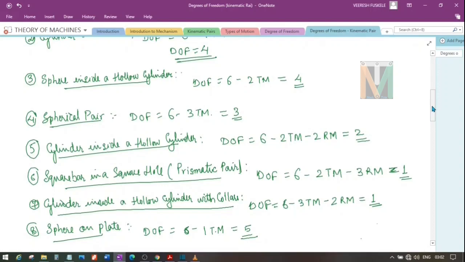And we also have seen the examples where the degree of freedom is 1. That is the example of the prismatic bar, that is a square bar which is placed inside the square hole in a cube. Also the example of a cylinder inside a hollow cylinder with collars, right? These are just a few of the demonstrations, but there can be many more examples which you can observe in day-to-day life. We just saw a few of the examples to make you understand the concept of degrees of freedom of a kinematic pair, right?